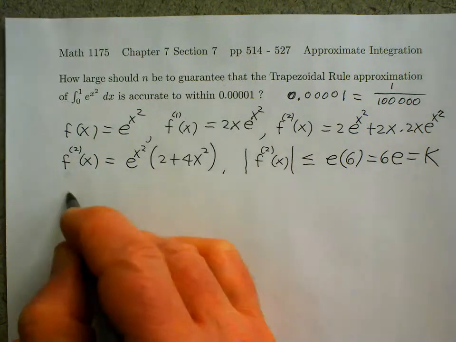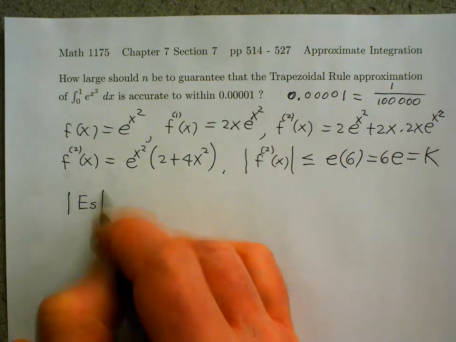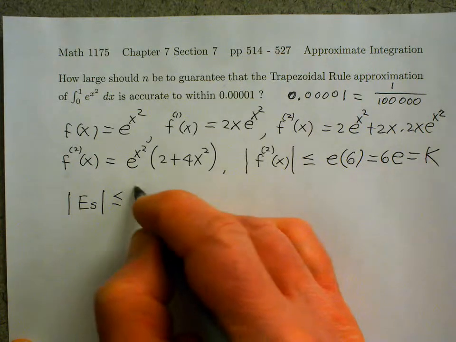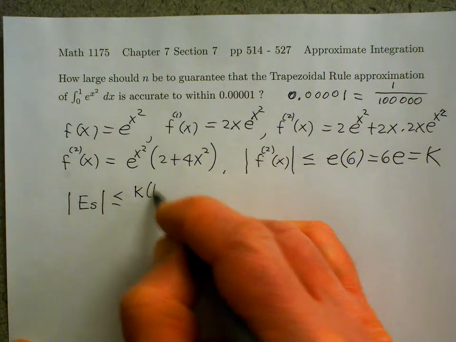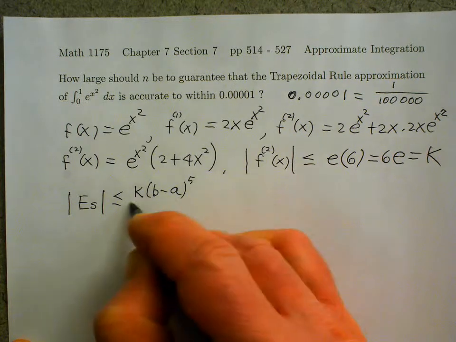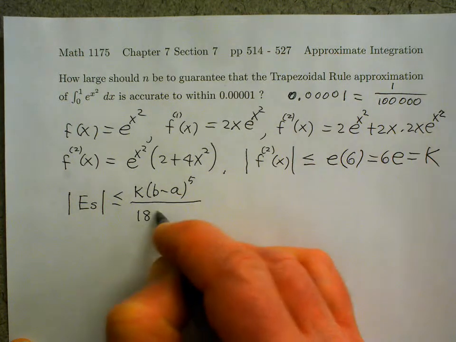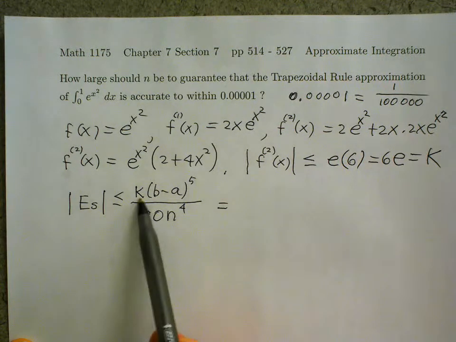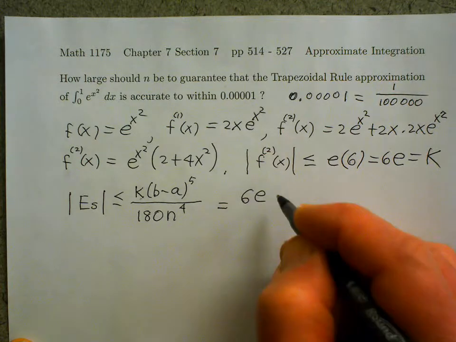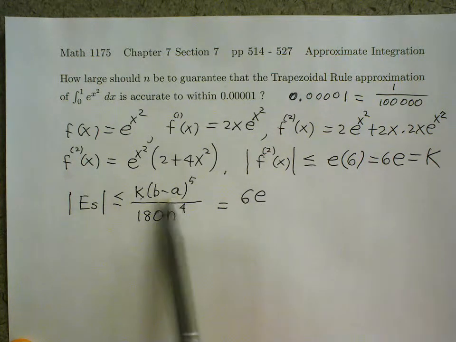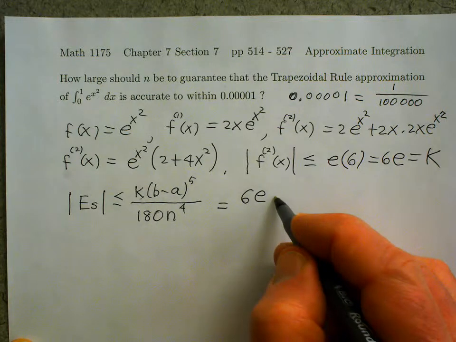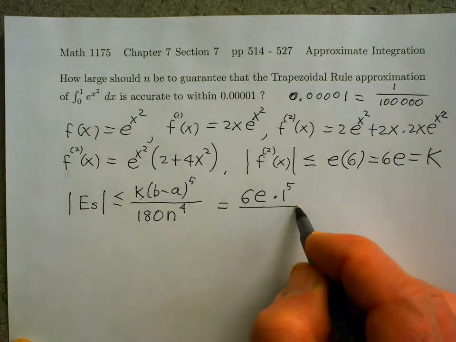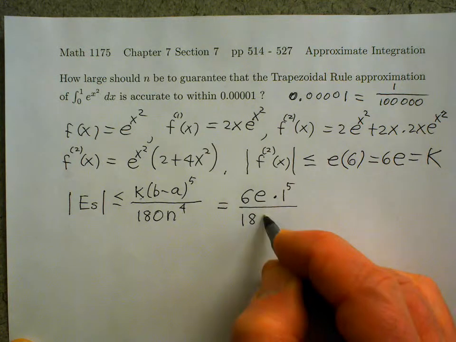Okay, so our error estimate for the Simpson's rule, I'll write down the formula again, less than or equal to k times b minus a to the 5th over 180 n to the 4th. So our value of k is 6 times e. B minus a is just 1 minus 0. And then 1 to the 5th is just 1. And then divided by 180.